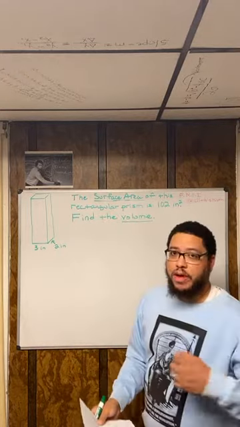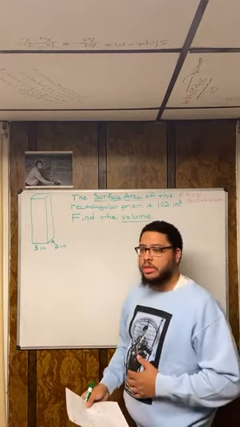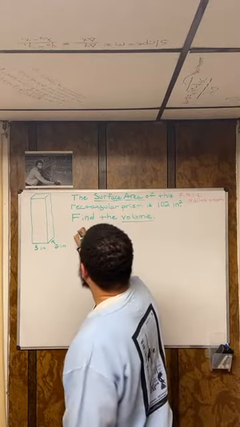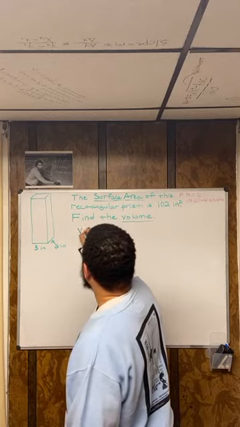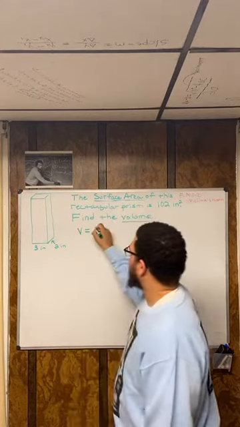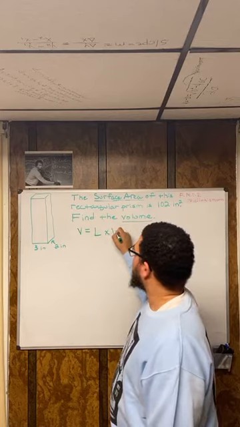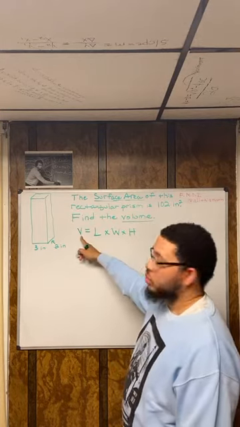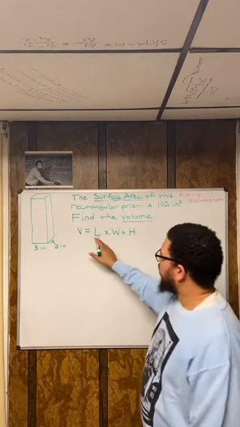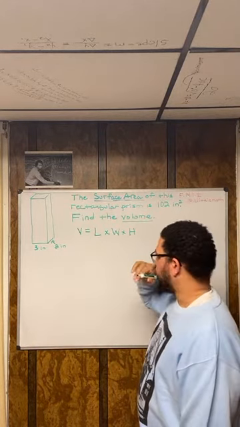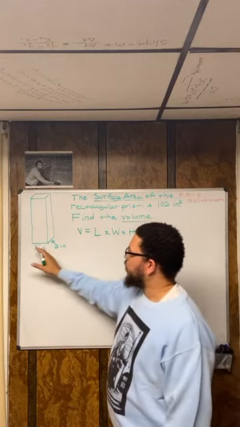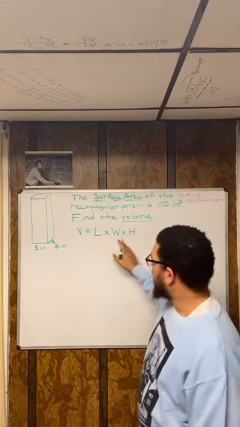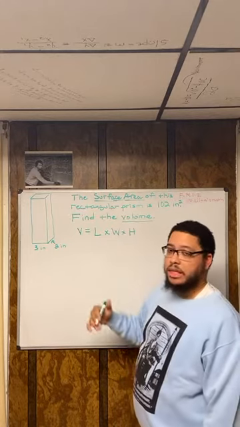Since we want to find the volume, let's talk about a formula. The formula for the volume of any rectangular prism is this. You always want to write your formulas down. V equals L times W times H. Of course, V stands for volume, but we need to know what L, W, and H stand for. L stands for the length of the rectangular prism. W stands for the width. H stands for the height.